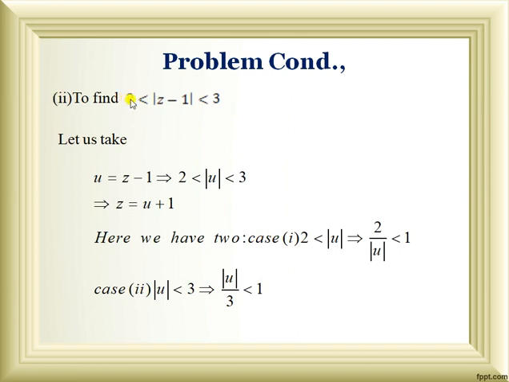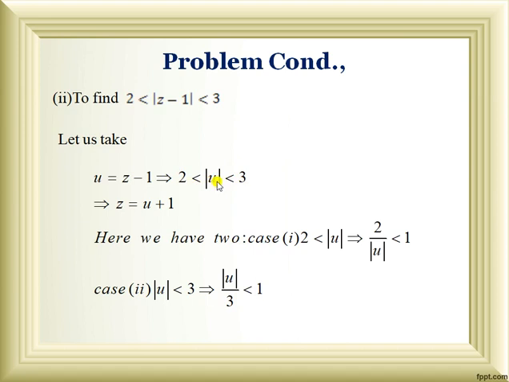Let us move to the second region. The given second region is 2 less than modulus of z minus 1 less than 3. For this kind of case, in place of z I am having either z plus something or z minus something, which means we need to use some substitution. Let u equal z minus 1, so therefore z equals u plus 1, and in place of z I want to use u plus 1. This makes the above region 2 less than modulus of u less than 3.